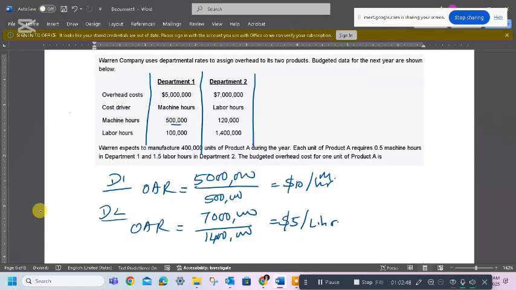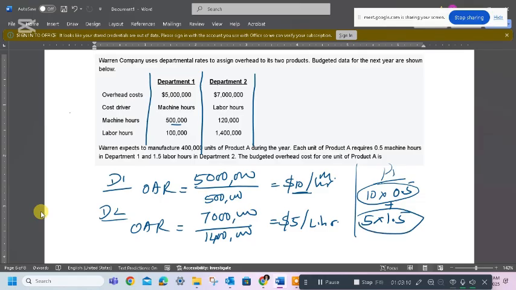Now look at this product. Product A requires 0.5 machine hours in Department 1. So for Department 1, 10 is the hourly rate, 0.5 machine hours. Department 2, 5 is the hourly rate, 1.5 labor hours. So this is going to be the overhead charge to the product. This is from Department 1, this is from Department 2, add them together. Individually you find overhead application rates for each department, apply and get it. So this is 5, this is 7.5, $12.5 should be the answer.